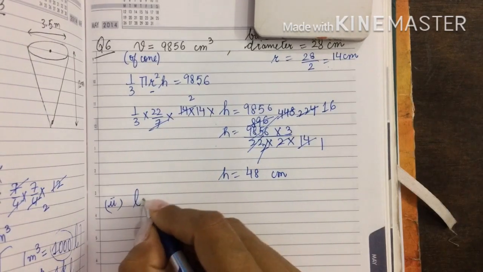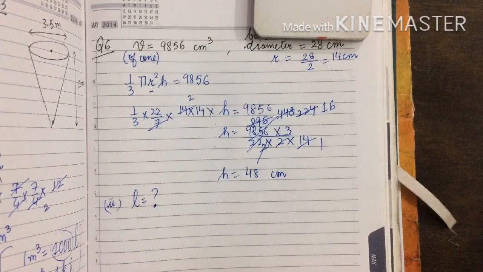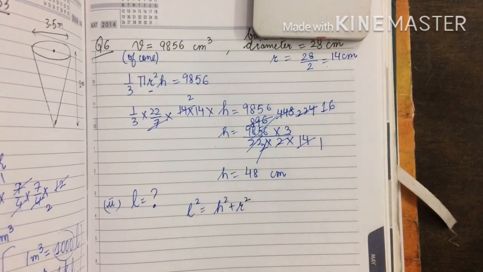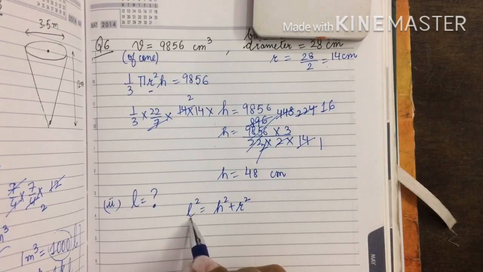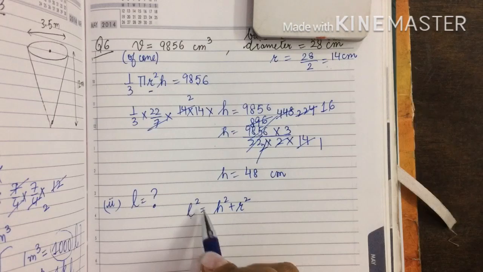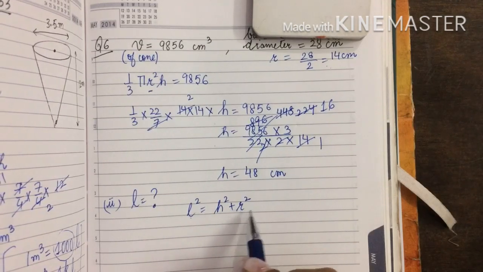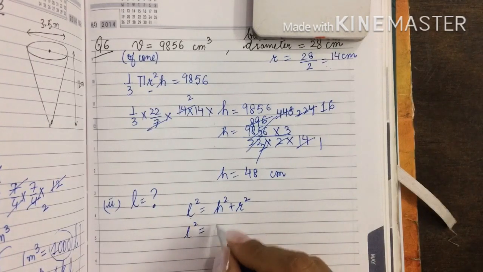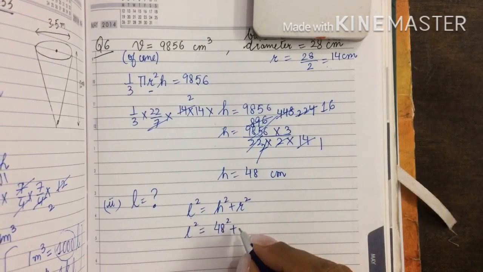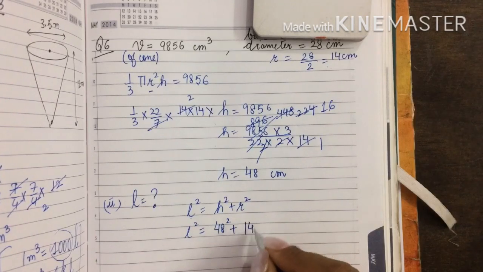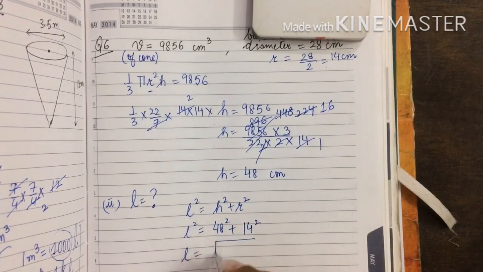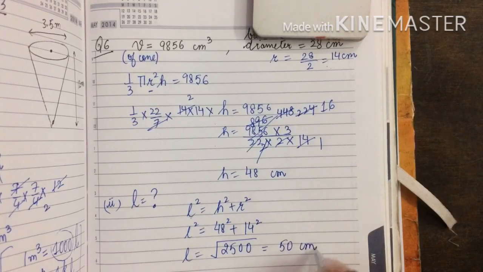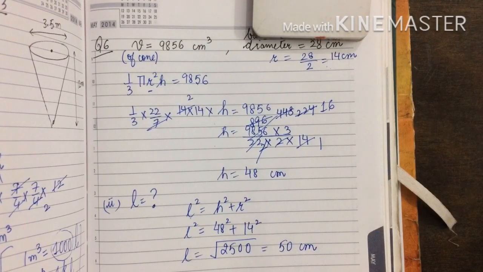To find out the slant height, L, we will be using the Pythagoras theorem. L square equals h square plus r square. Be very careful, the slant height is the hypotenuse. So hypotenuse square equals perpendicular square plus the base square. We don't have the value of L. Height is 48. The radius is 14. So L will be square root of 2500. This will be 50 centimeters. So this is the slant height of the cone.